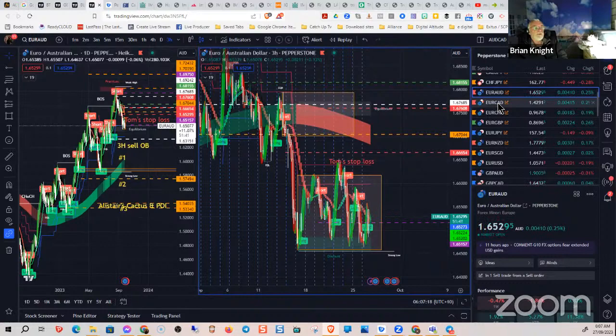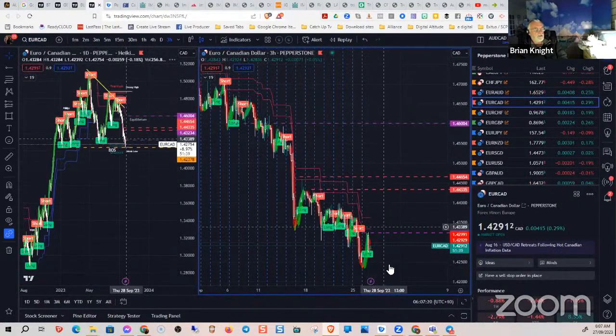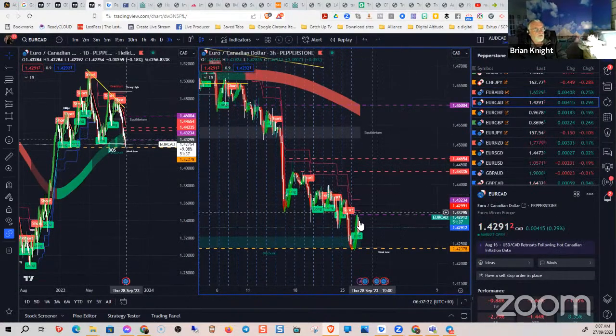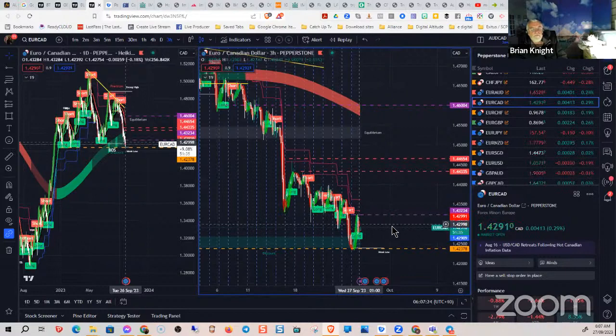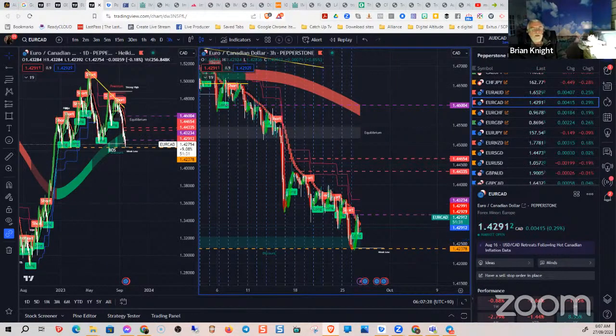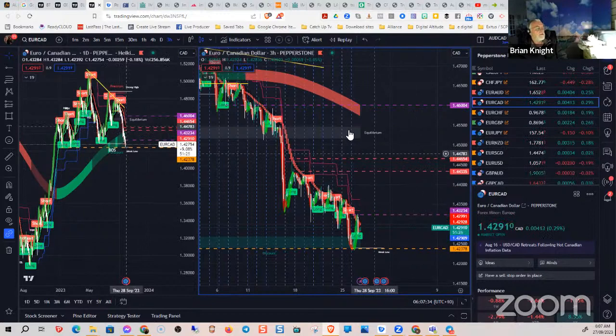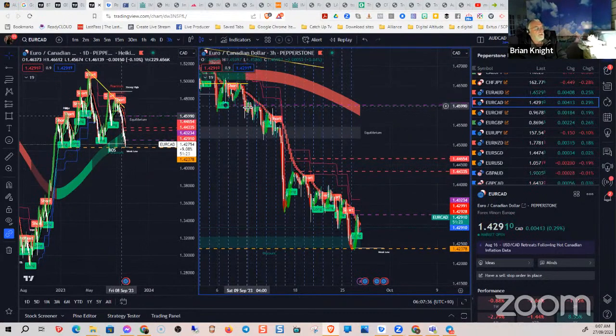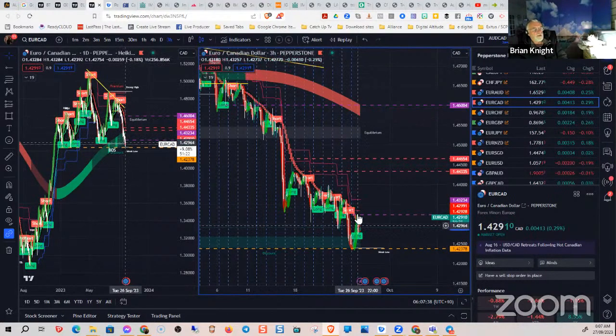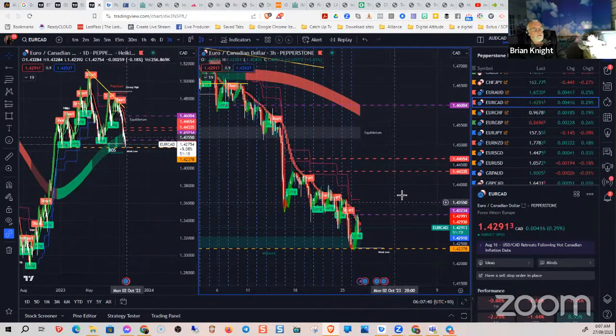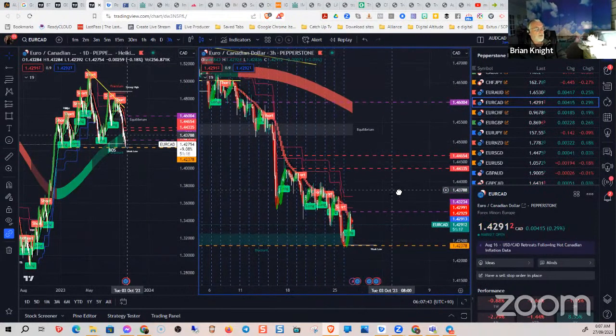Okay, Euro CAD. This has kept pushing down. So, what am I in this one? Euro CAD up 31 on that. And then I got another Euro CAD up 300. So that was an entry up there with an order. And then again, here's another one here.